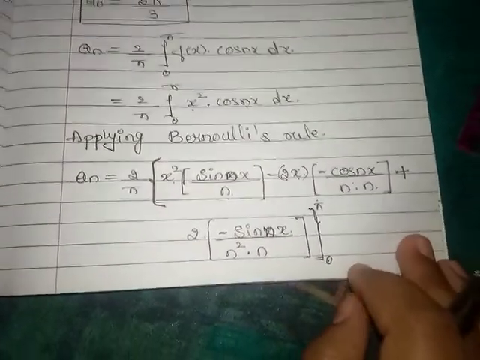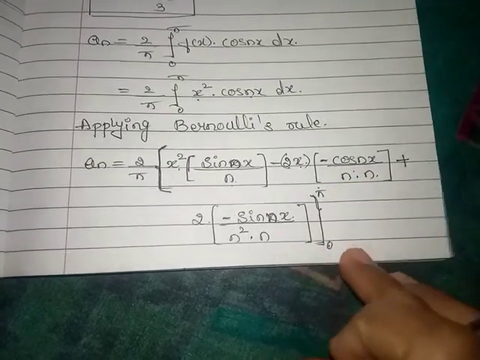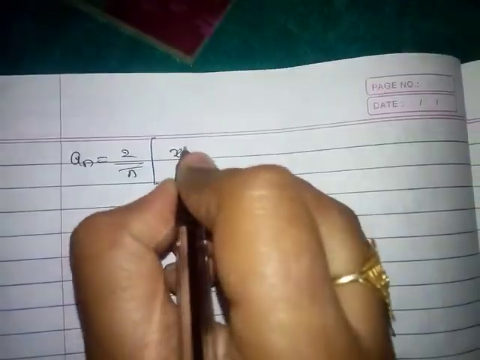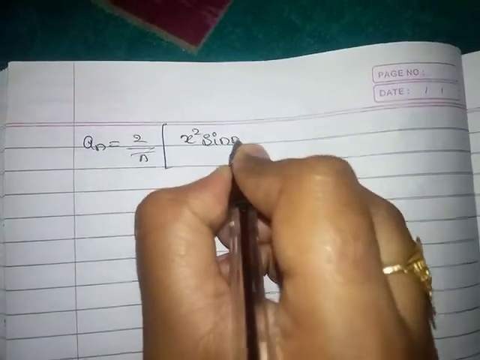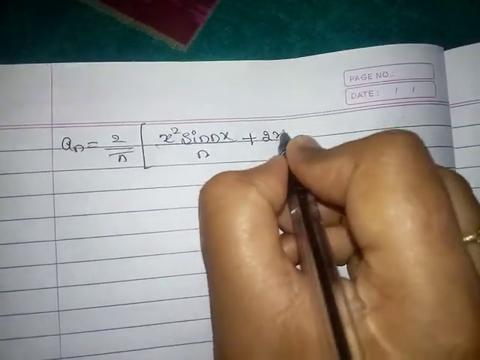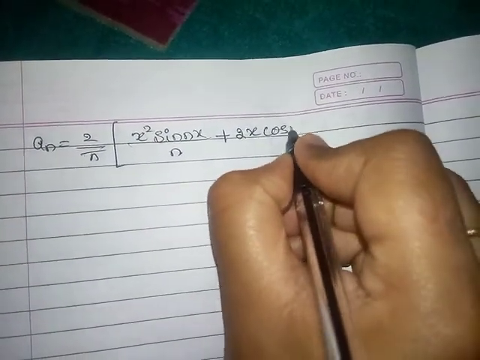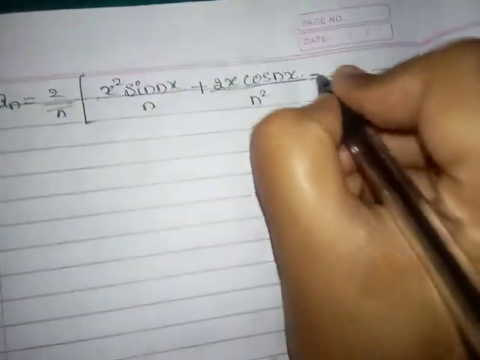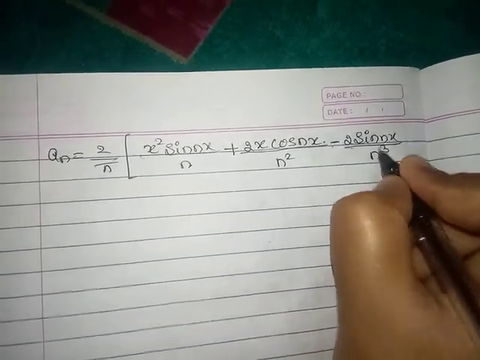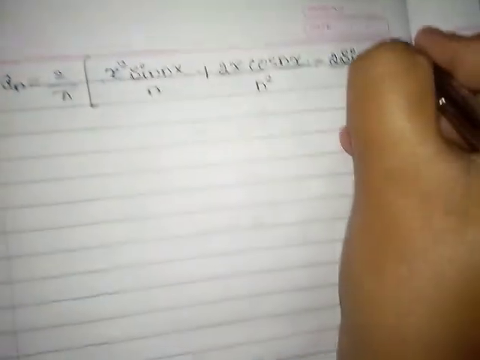Next is to simplify this one before applying the limits. Therefore an is equal to 2 by pi as it is. This is x square into sin nx divided by n. This is minus into minus, plus 2x into cos nx divided by n square, minus 2 into sin nx divided by n cube, limits from 0 to pi.